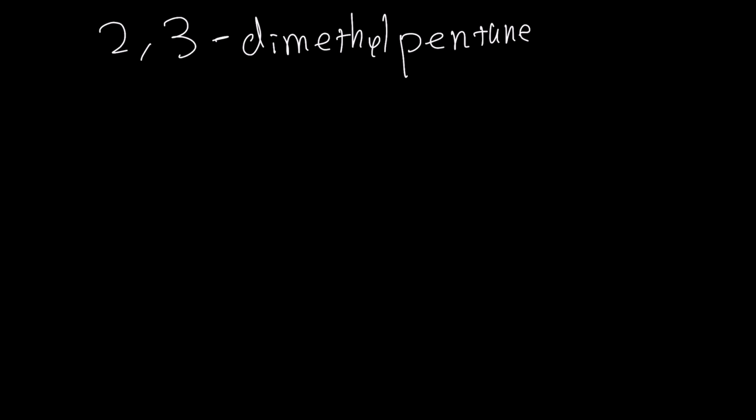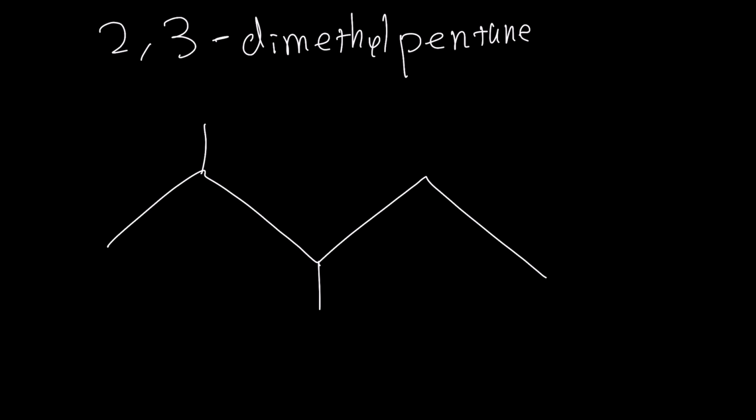Next we have 2,3-dimethylpentane. Go ahead and try that. Feel free to pause the video. This would be the answer because you have 5 carbons in the main chain, and then you have a methyl on carbon 2 and a methyl on carbon 3.